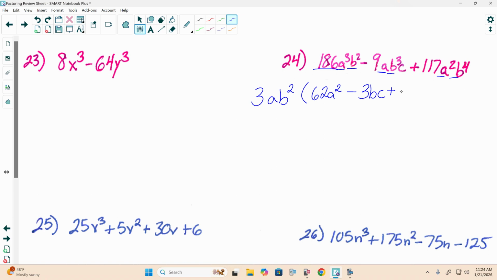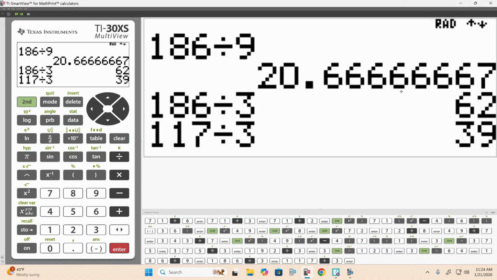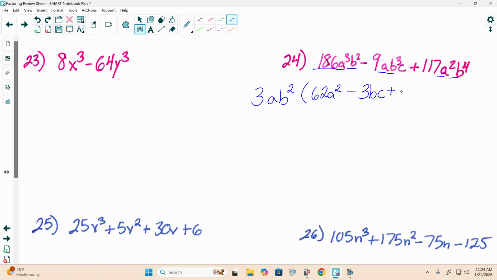Plus 117 divided by 3 is 39. If I factor an a out of a squared, we're left with a. And if I factor b squared out of b to the fourth, we're left with b squared.